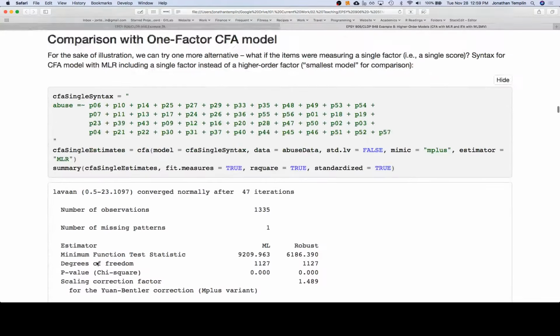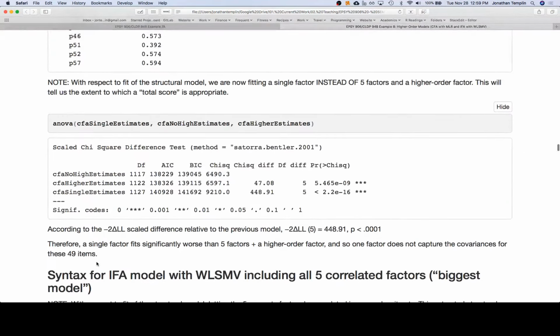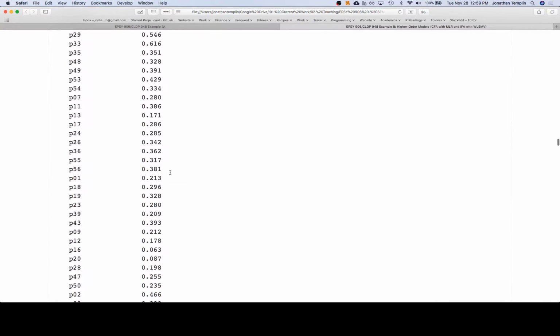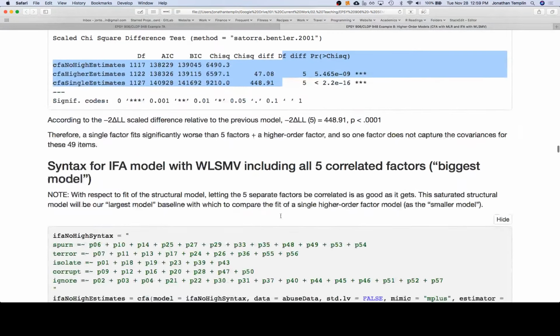Another thing you often see is you can compare the multidimensional model with the model that has multiple factors, and you can see if that fits well. But I don't want to talk about that.